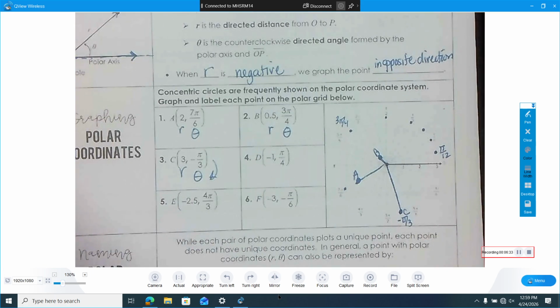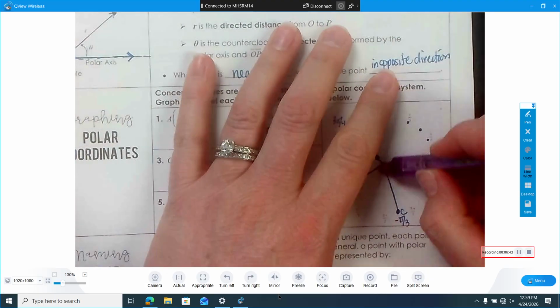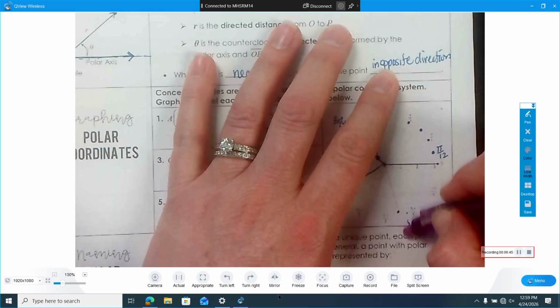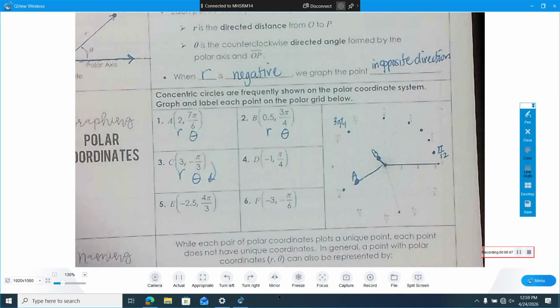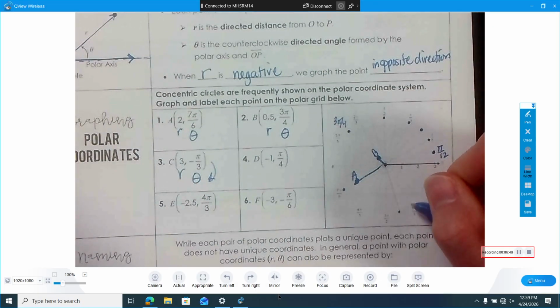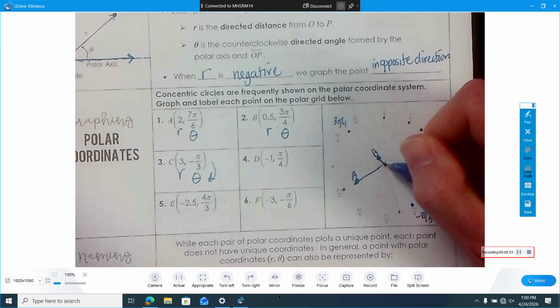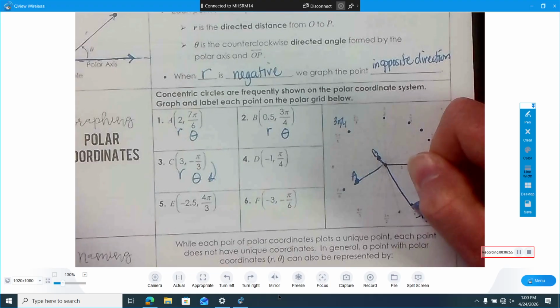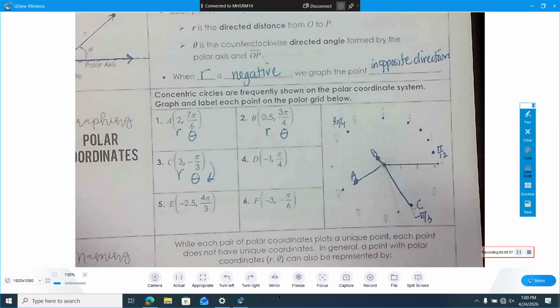Okay, those were all positive radii, so they all head toward the angle. Oh, I'm sorry, you're right. I didn't look closely enough. It's very hard to see. So there's 5 pi over 3. That would be the negative pi over 3, same thing. And we're going 1, 2, 3. There we go. So there's point C. Thank you, guys. Good catch.